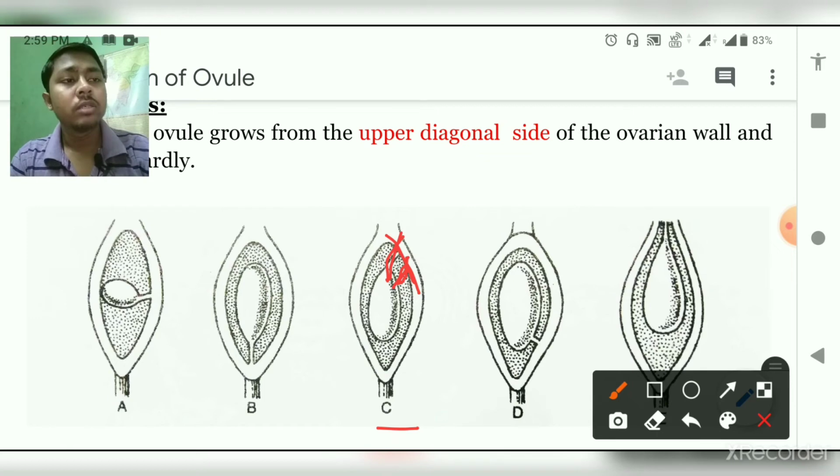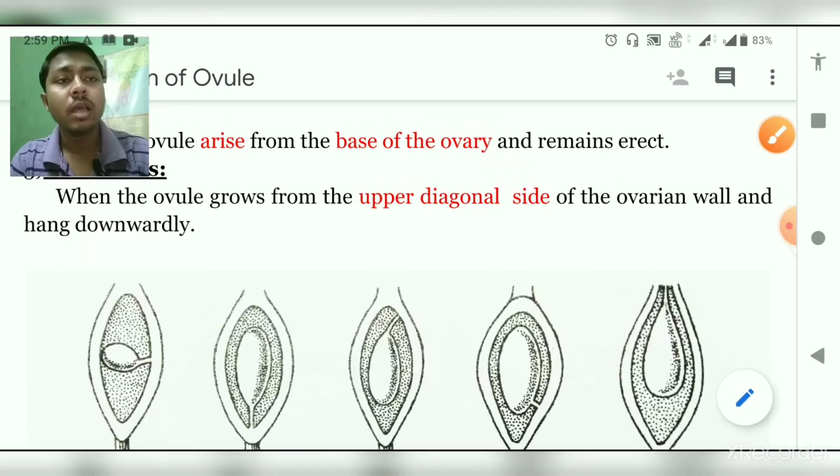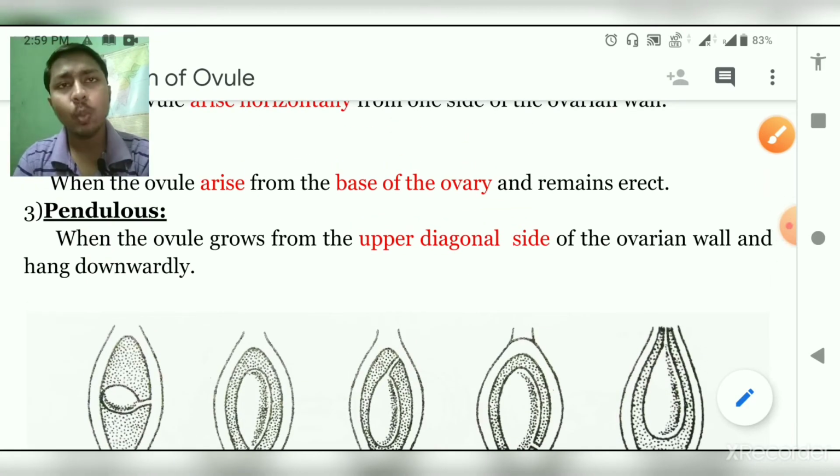So this is the pendulous type of ovule. If you know about a pendulum watch, you can easily compare it, because this type of ovule somewhat looks like a pendulum. So that's the reason it is called the pendulous type of ovule.